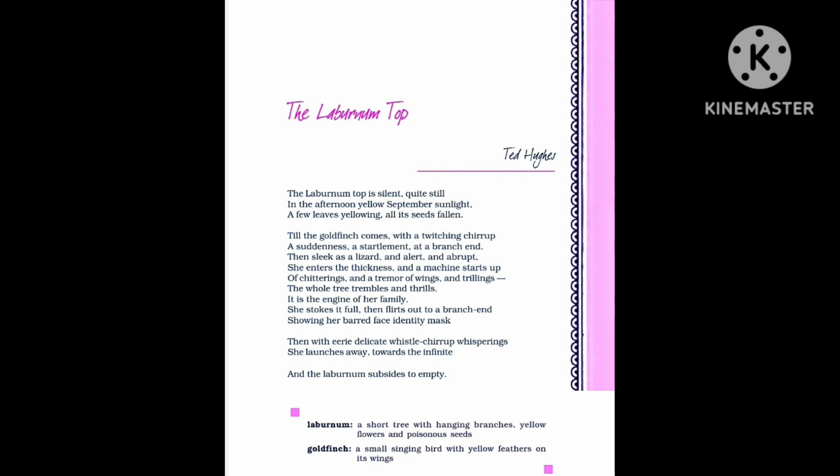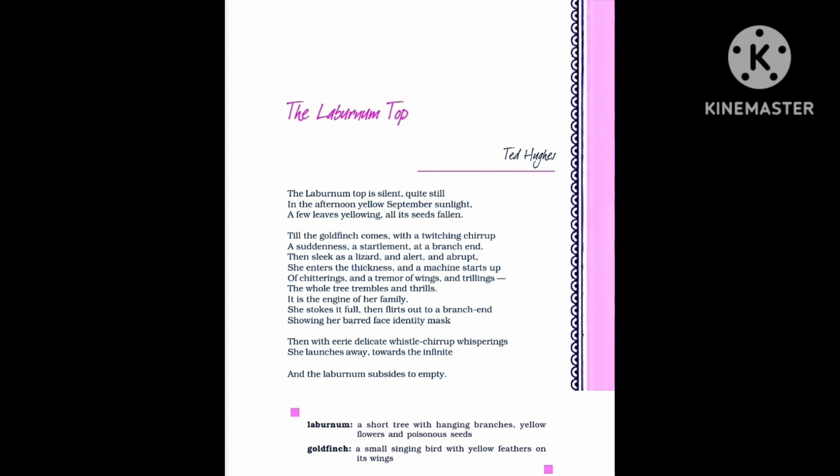In the beginning of the poem, the poet is showing us the laburnum tree, which is very silent, looking like it is dead, very passive, with no activeness, no movement. The laburnum top is silent, quite still, in the afternoon yellow September sunlight. It is the autumn season, a symbol of yellowish passiveness in the atmosphere, no movement and no activeness all over. So the tree is very silent, quite still, meaning no movement is there.